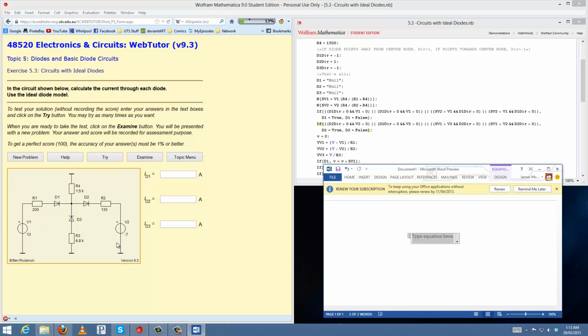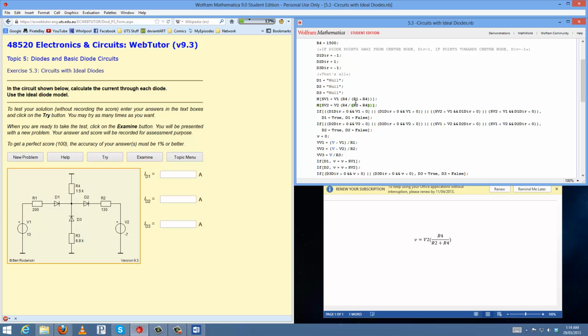Okay, so looking at the independent source of V2, in order to get the voltage division at R4 to find the voltage in the central node, you should know how to do voltage division. Your equation looks like this: V equals V2 times R4 over R2 plus R4. That is replicated here in the Mathematica file, and for the opposite side V1, it's the same thing, replacing V2 with V1 and R2 with R1, the equivalent resistors.